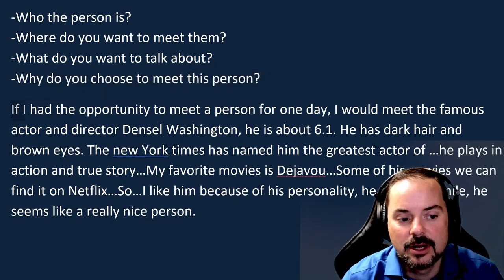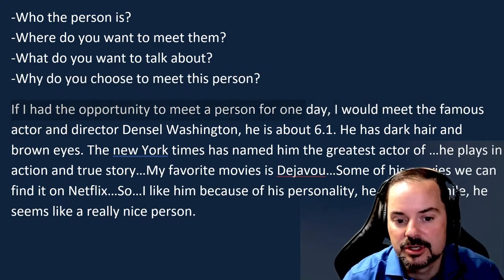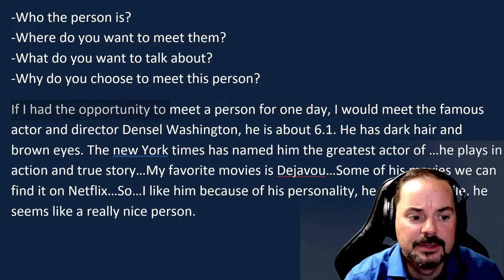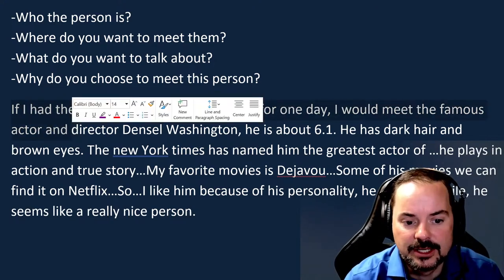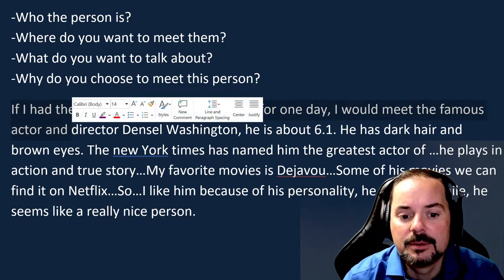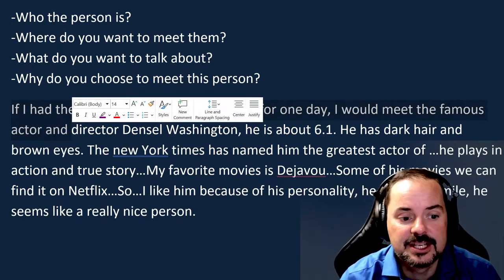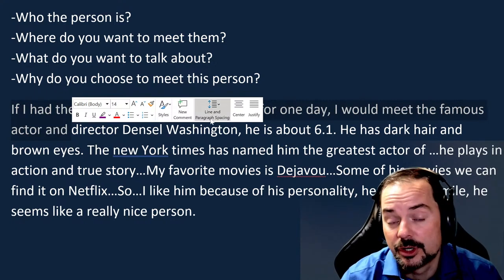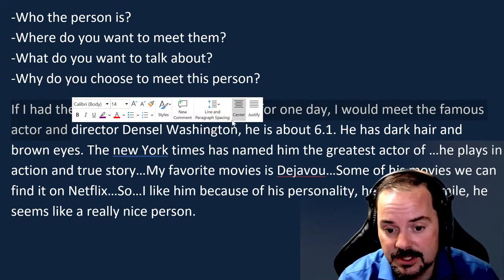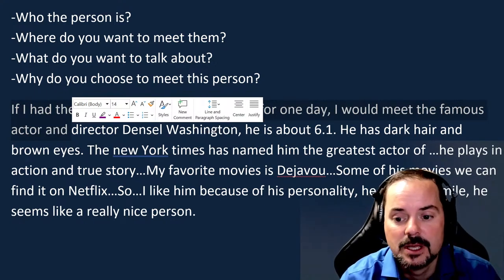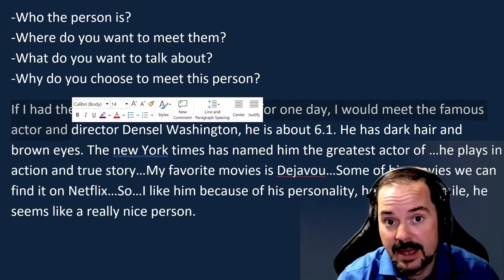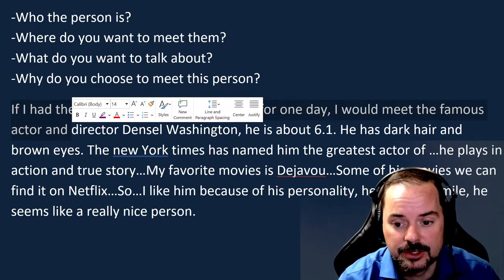The beginning of your response, where you said, if I had the opportunity to meet a person for one day, I would meet the famous actor, director Denzel Washington. He is of African descent. He is about 6'1". He has dark hair, brown eyes. The New York Times has named him as the greatest actor of the 21st century. That was a great start. That was a band 8, band 9 start.